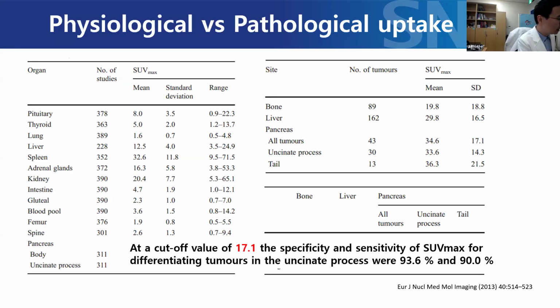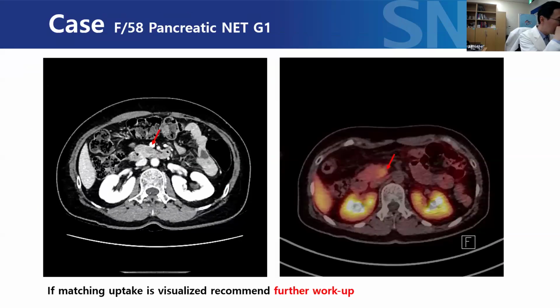Like SUV higher than 17.1 showed higher accuracy for distinguishing between neuroendocrine tumor and the physiologic uptake. However, it seems not always it works. Still, there can be a significant overlap, as in this case, which turned out to be a pancreatic neuroendocrine tumor with grade 1. So you always have to correlate PET finding with the anatomical imaging in the clinical context.